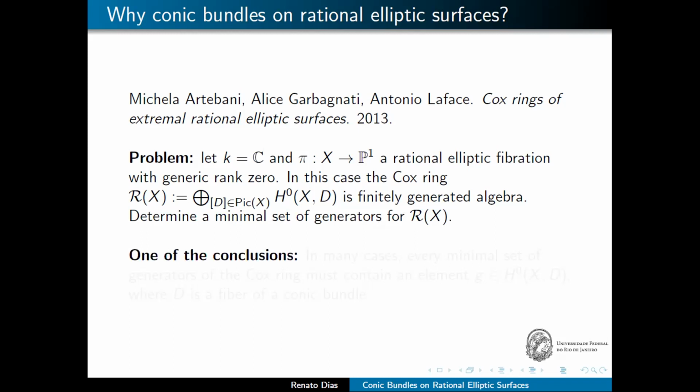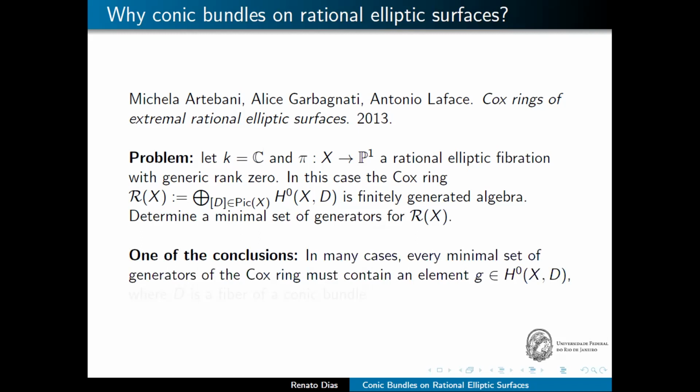One of the conclusions that they arrive at is that in many cases, every minimal set of generators of the Cox ring must contain an element G, where D is a fiber of a conic bundle. So this is also another example of conic bundles getting into the picture. These articles that I've mentioned talk about very different problems with very different approaches, but conic bundles are always an important part in this article.